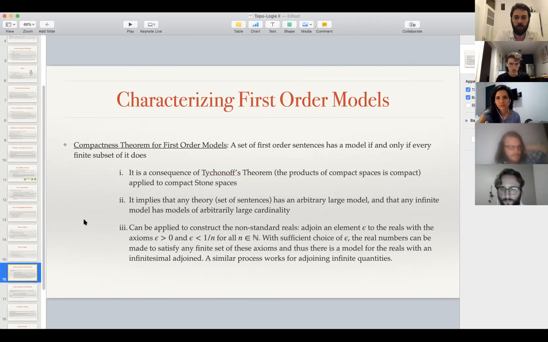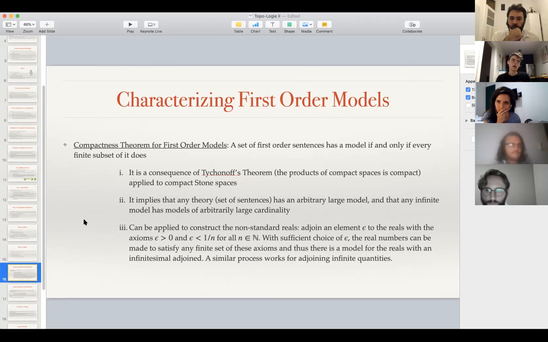This theorem is actually a consequence of Tychonoff's theorem, which I believe I talked about a bit last time, which says that the product of compact spaces is compact. You can actually use ultrafilters to prove this, if you're curious. But it's a consequence of it applied to Stone spaces. So remember, the Stone spaces were the topological analog to Boolean algebras.